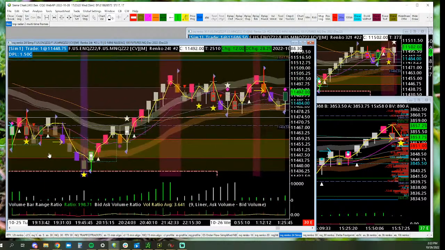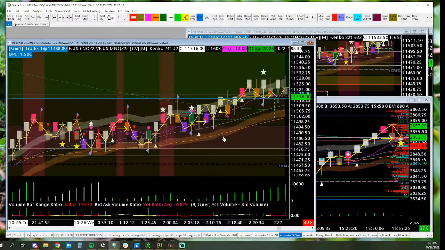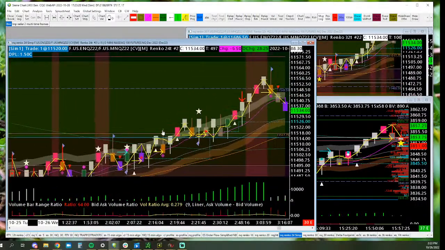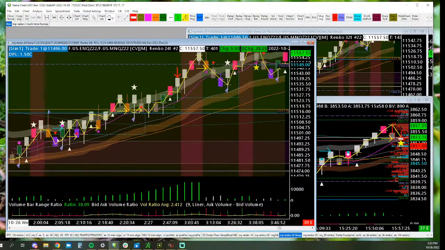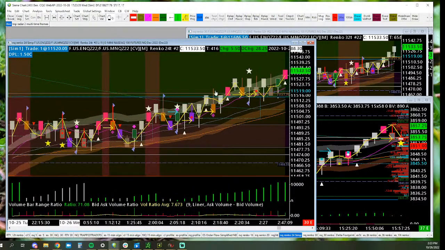I really want them aligned. A blue bar, and then a little space, and then a blue bar, or blue arrow, space, blue arrow. And I want to see purple bar, green bar, blue arrow. Maybe it doesn't matter what happened before it, as long as it's not super bearish.